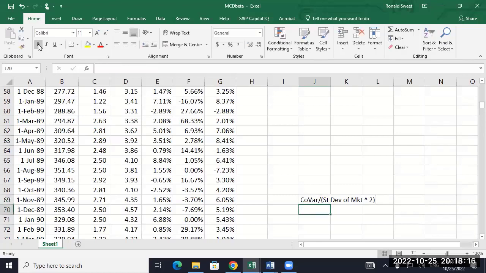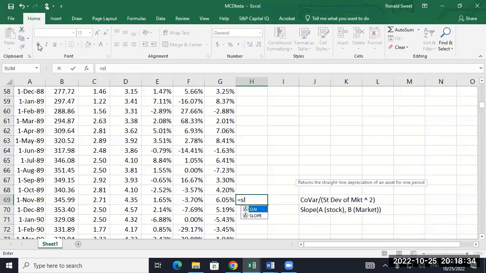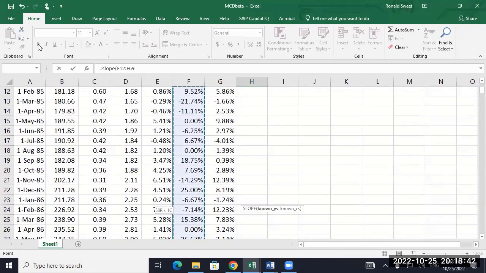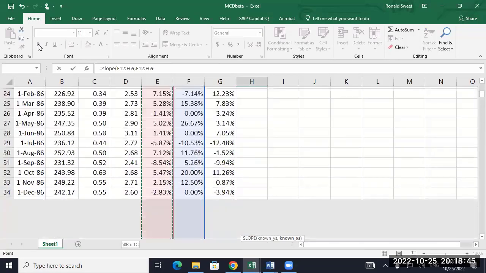Or you can just do the slope of A, B, A, the stock, versus B, the market. You have to do it in that order. You have to put your stock first and then the market, or it doesn't work. So we're going to do that. We're going to do equal slope. We're going to find the return of my stock, which is Wendy's right there, comma, the market right there.